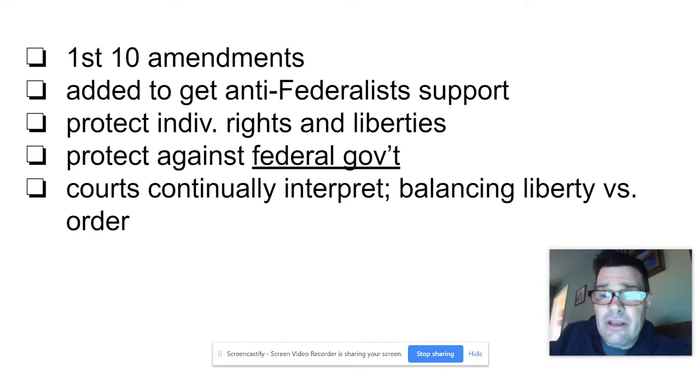Technically, the states could mess with these rights, but eventually the Bill of Rights will be applied to the states through the 14th Amendment. We'll talk about that. It's a term that we'll use called selective incorporation. And just know that today courts are continually interpreting and balancing liberty, your freedoms, versus order that we need in society so there's no chaos. All right, awesome. Go ahead and pause and then copy these right now.